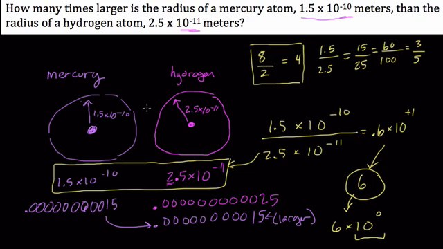So in fact, my scale drawing is way off. If this is the length right here of the radius, our hydrogen atom should have a radius 6 times smaller. So if this is mercury, hydrogen would in fact be something to the effect of this right here, a much smaller atom. So this scale is way too large. All right, hope this helped.